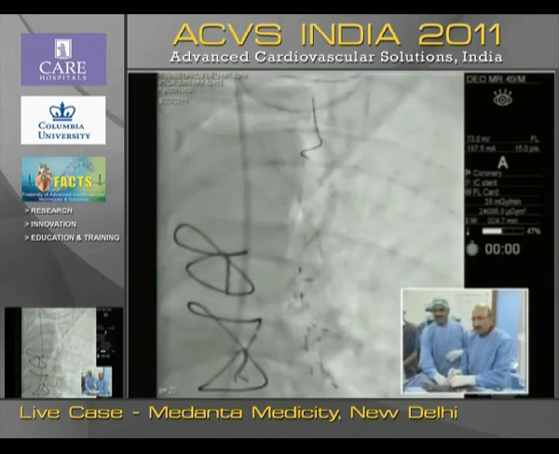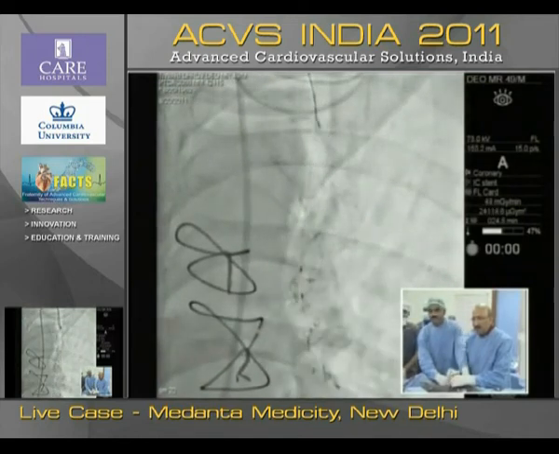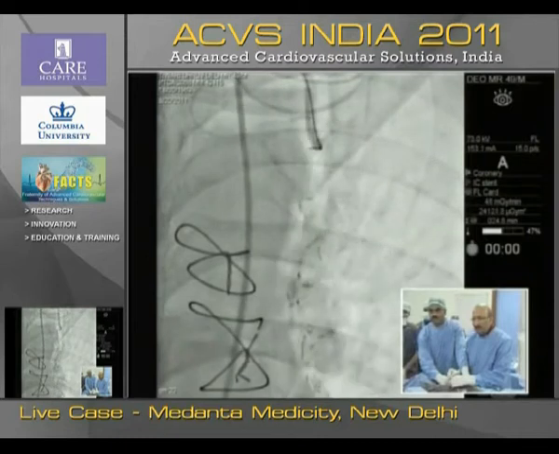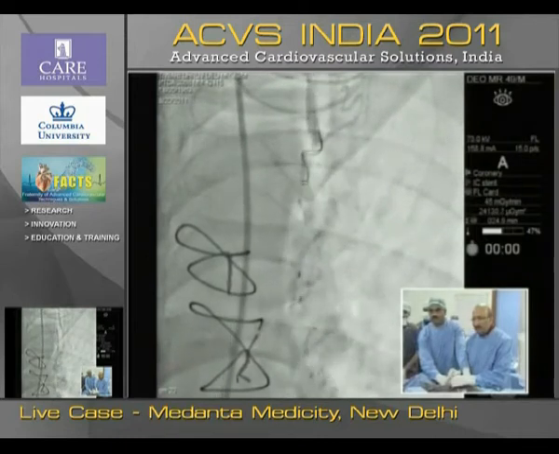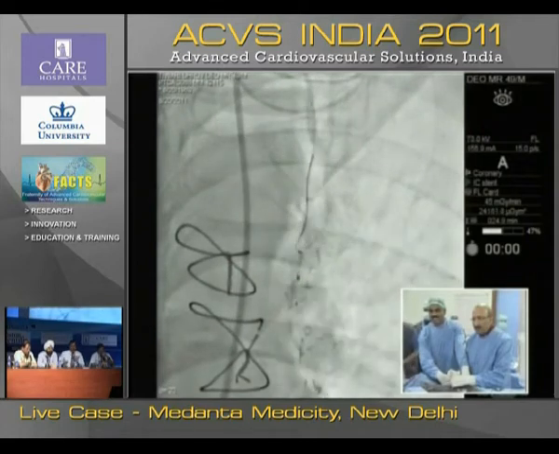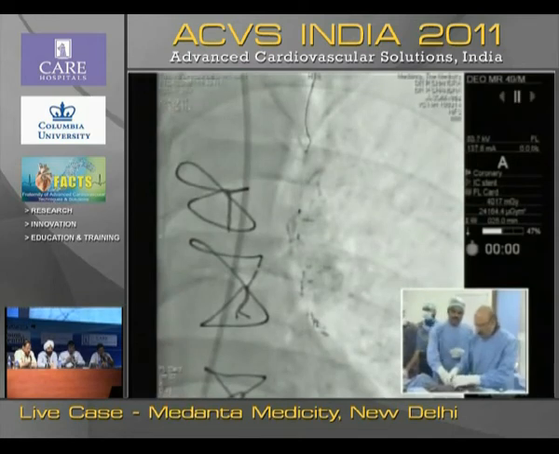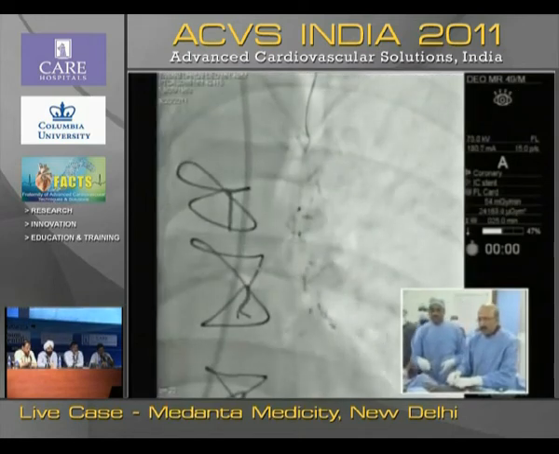Check, please. There is some flow problem. The flow is definitely decreased now. Flow is decreasing now, a little bit. I think it will be a good idea to just abandon this, stop the procedure, because the artery is getting straightened out.